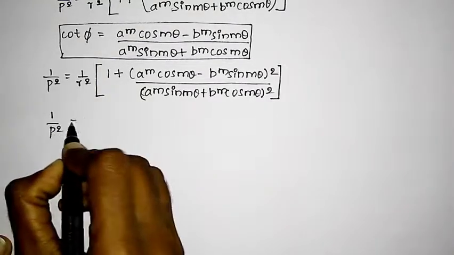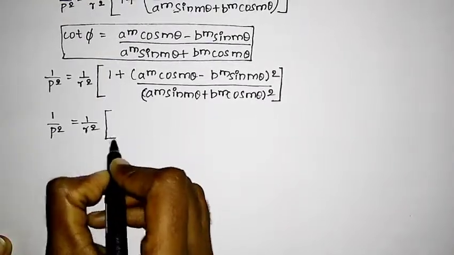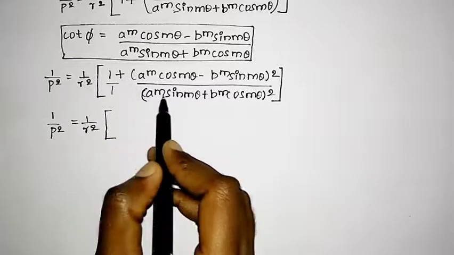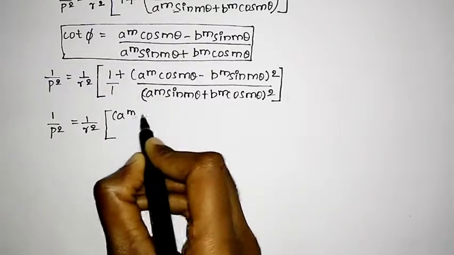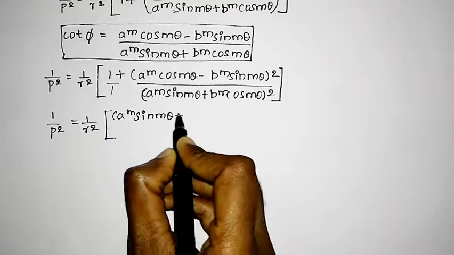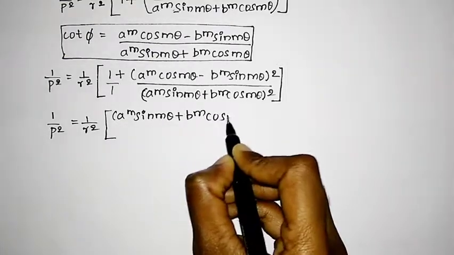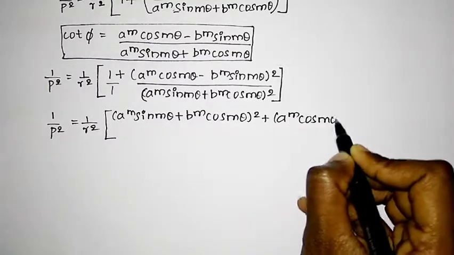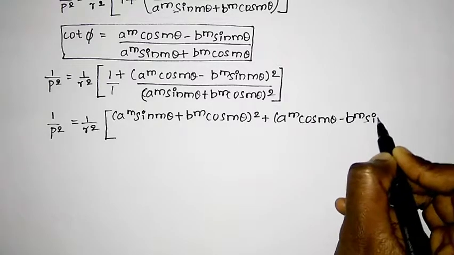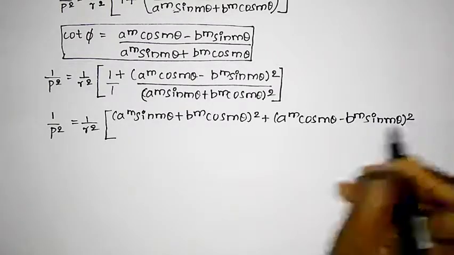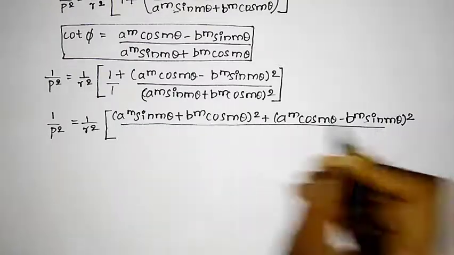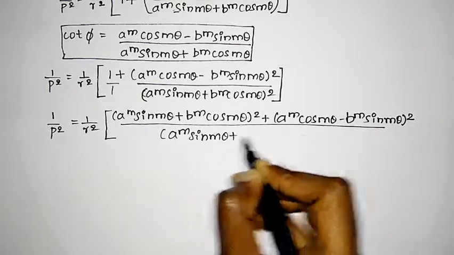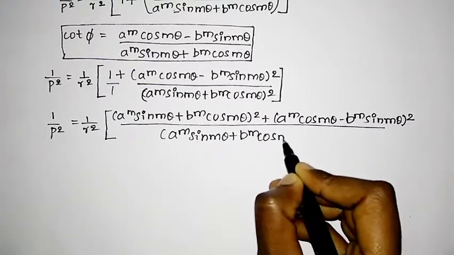So then 1 by p square is equal to 1 divided by r square into. Here we need to find the LCM of this. So here it will be a raised to m sin m theta plus b raised to m cos m theta the whole square plus a raised to m cos m theta minus b raised to m sin m theta whole square whole divided by, this will be the LCM. So it will be a raised to m sin m theta plus b raised to m cos m theta square.